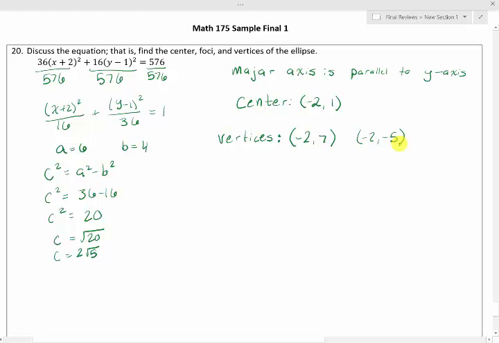And I'll do the same thing for my foci. So I'm going to add this time c to the y value of my center, and I can subtract c from the y value of my center. And again, this is because our major axis is parallel to the y-axis, so we're messing with the y value of our center. So negative 2 and 1 plus 2 square roots of 5, and negative 2 and 1 minus 2 square roots of 5. And it doesn't ask us to graph this, so we're done.